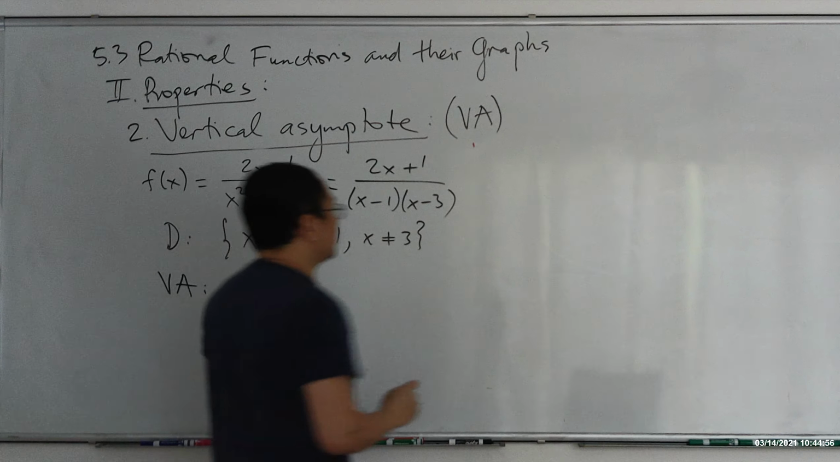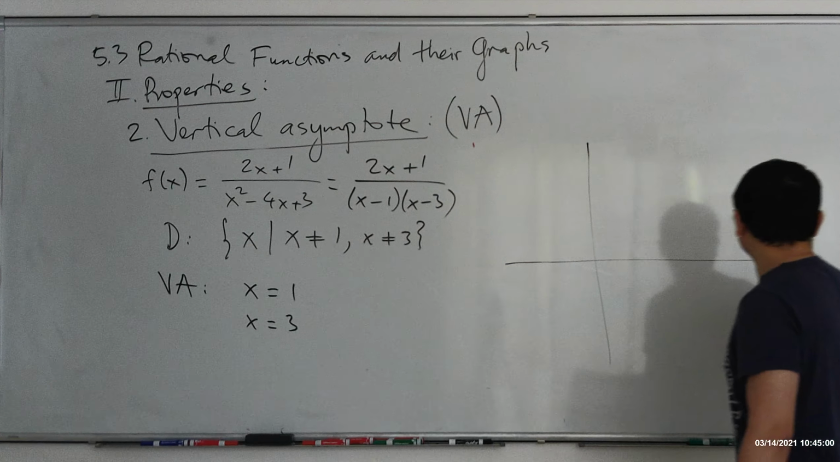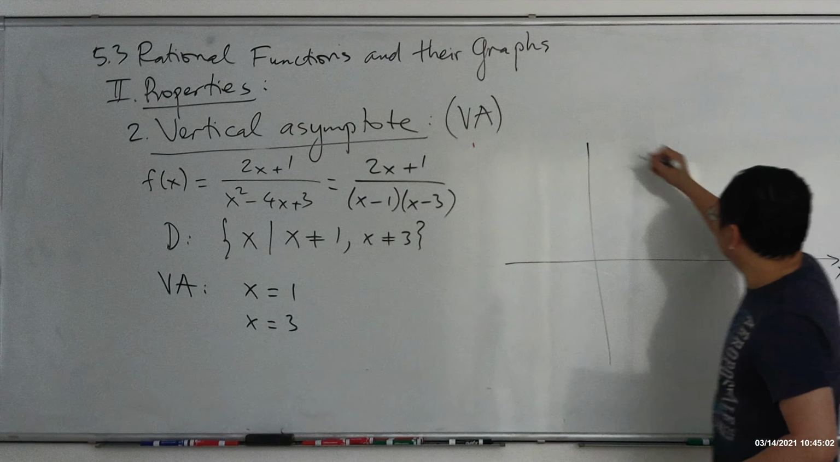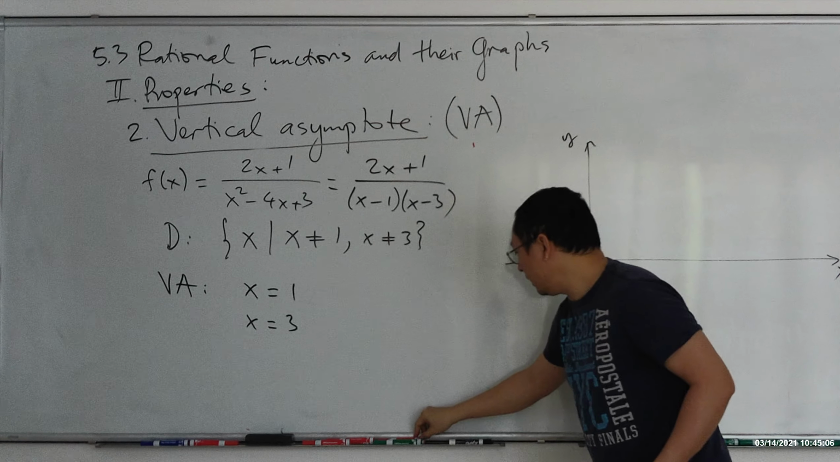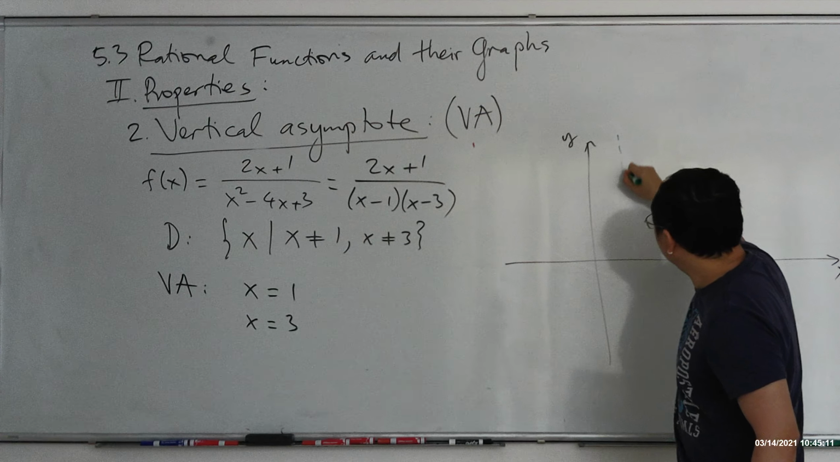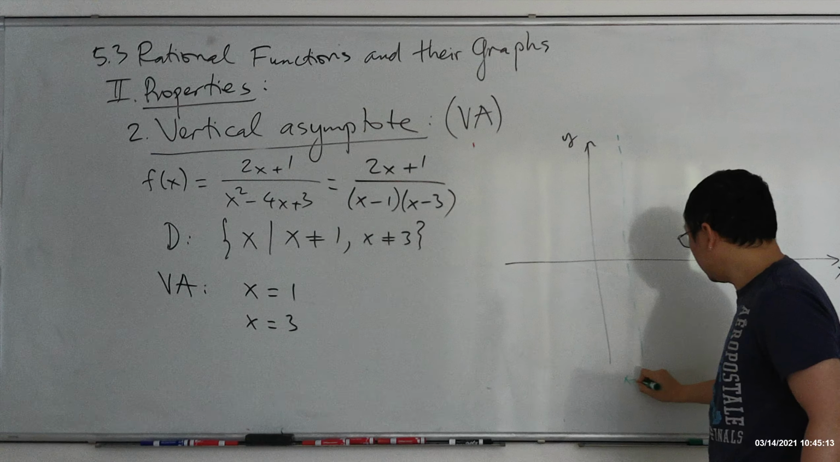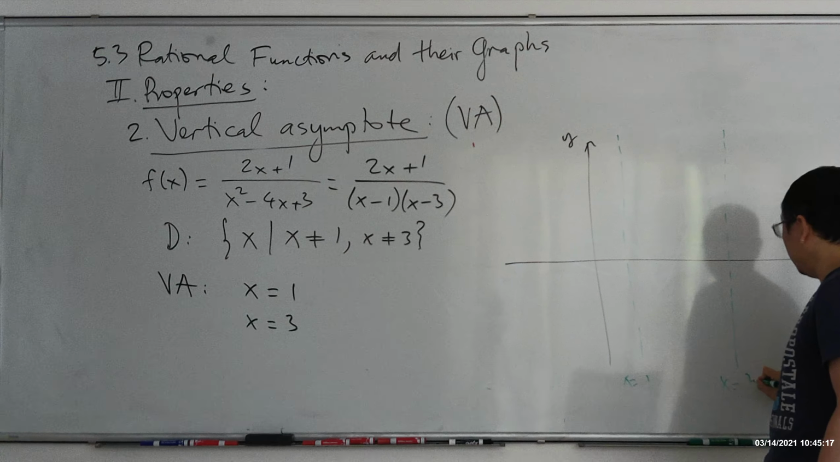Okay, and let me sketch a graph of this one for you. This is the x-axis, this is the y-axis. We have two vertical asymptotes: x equal to 1 right here, and another one right here, x equal to 3.